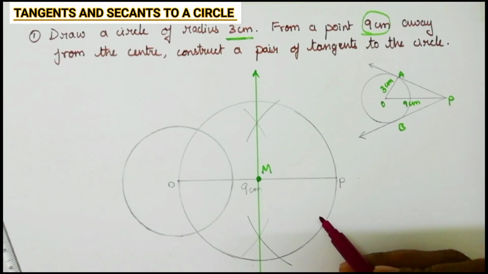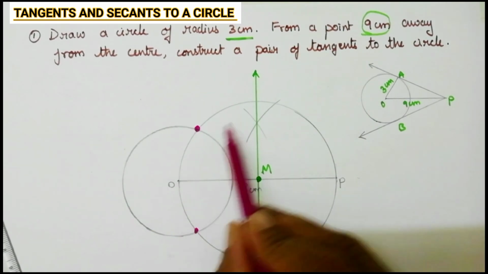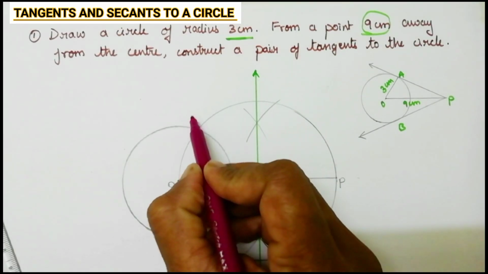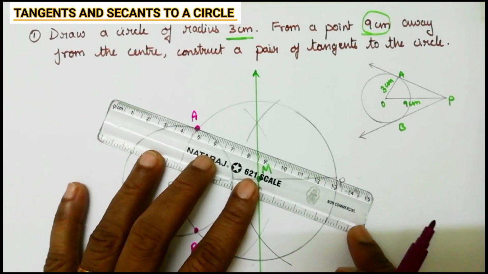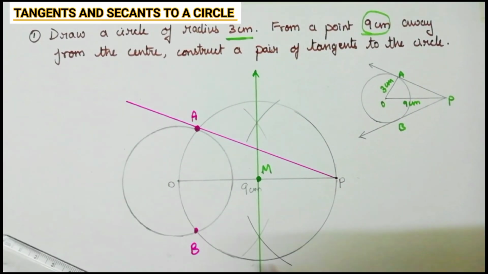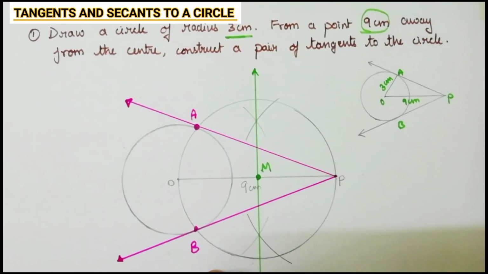After drawing this circle, we can see two intersection points here. This new circle is intersecting the previous circle at 2 points. Let us name it as A and this one as B. And join PA. Draw it as a ray and PB. This is how we are going to complete the construction.